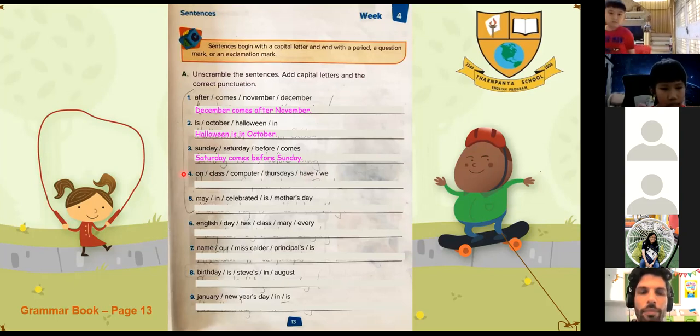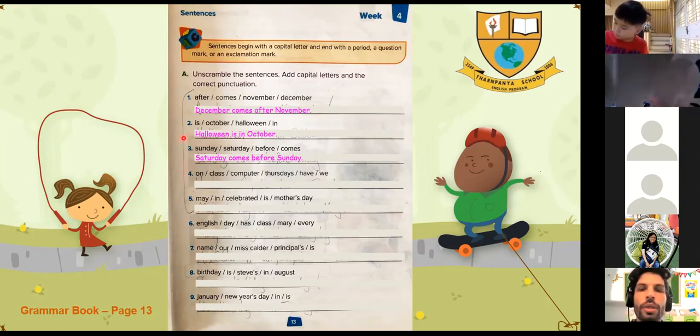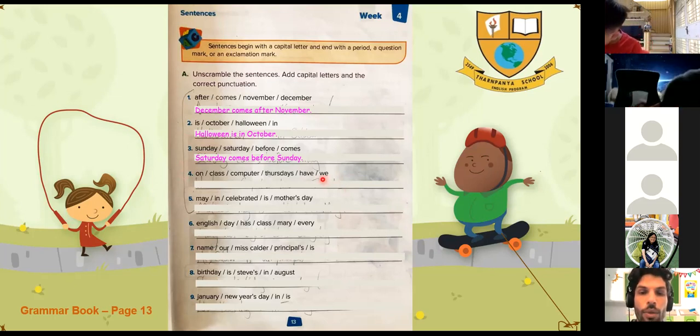Think, take your time. We have computer class on Thursday. Okay, perfect. We have computer class on Thursday. What do we need to use? How do we write we? What do we need to write? Letter. Capital letter. How do we write Thursday?